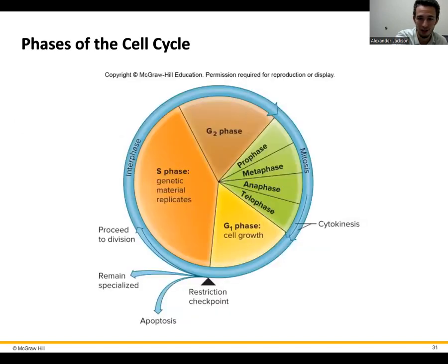Last thing, okay, last thing is the cell cycle. Cell cycle, this is just the lifespan of your typical cell, okay? So let me give you a fun fact. Every 7 years, you are a completely new person. What do I mean by that?